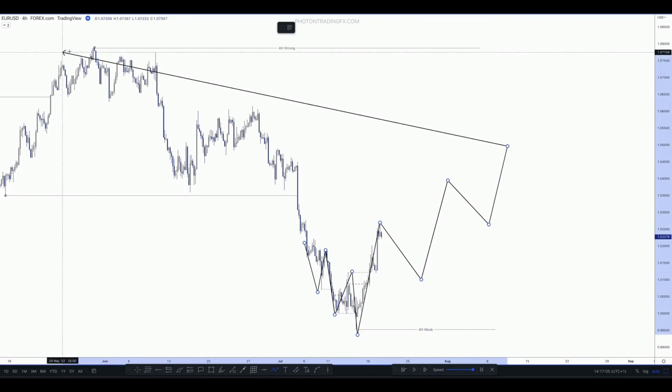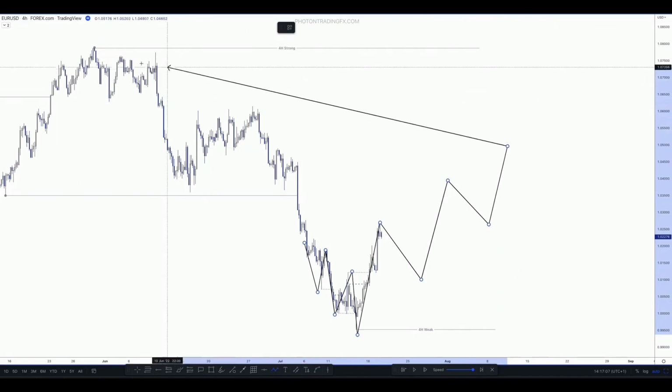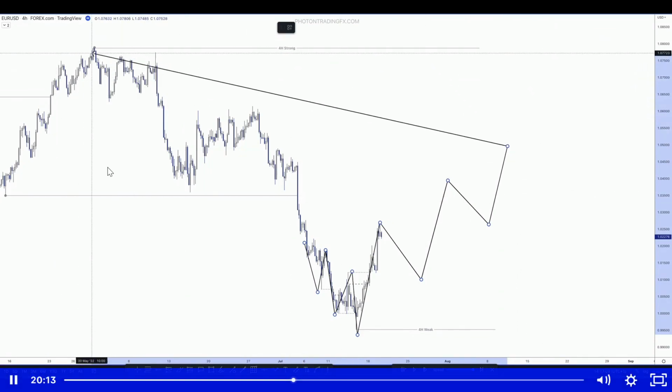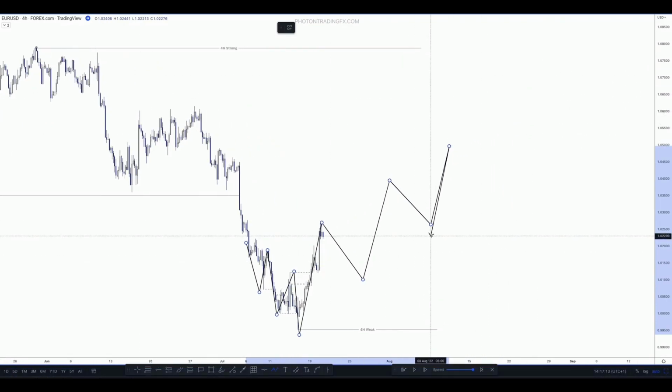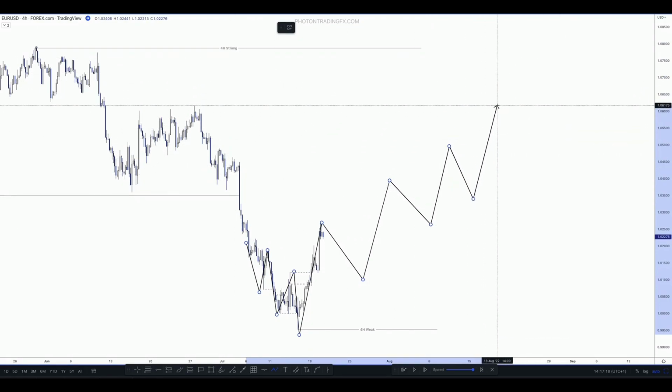Now, if the swing trend is going to change, because eventually the swing trend is going to shift bullish, right? It can't stay bearish forever. If that's going to happen, what does the internal structure need to do? The internal structure needs to stay bullish the entire time.